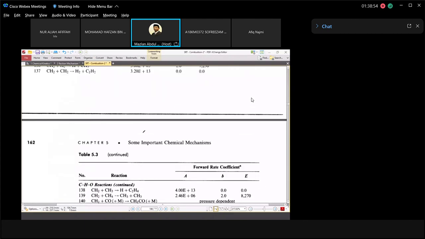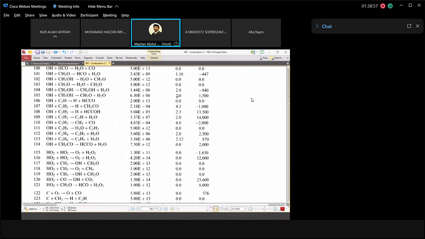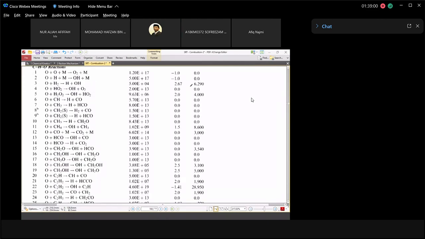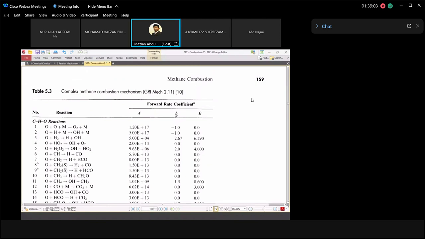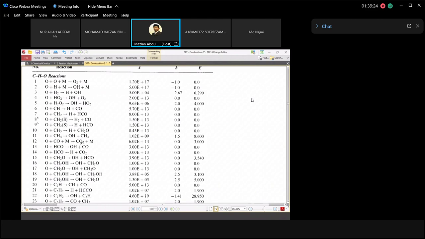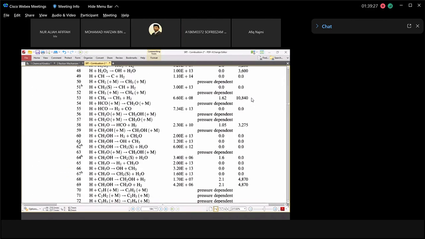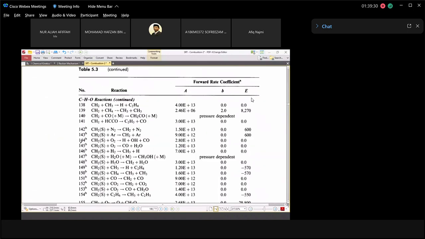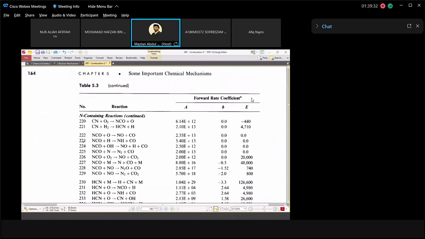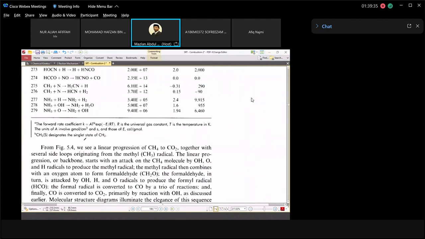Methane, as an example here, is listed in this table, Table 5.3, the complex methane combustion mechanism. This is the reaction number 1 to something, and this is the forward rate coefficient. A is the Arrhenius number, B is the temperature exponent, and E is the activation energy. Right, so you can take a look at it. This is only an example of methane gas.